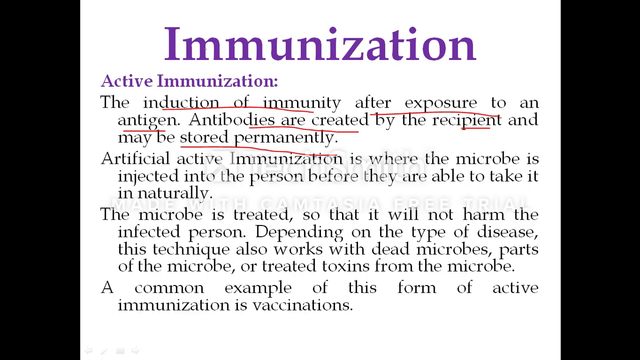This active immunization can be induced artificially, where a microbe is injected into the person. So here you are taking the microbe and injecting it into the individual, making the immune system develop the antibody, or activate the lymphocytes to produce the antibody, before they are able to take it in naturally. If your body is not exposed to this antigen naturally, we are making your body resistant against the particular infection by artificially injecting the pathogen into the organism.